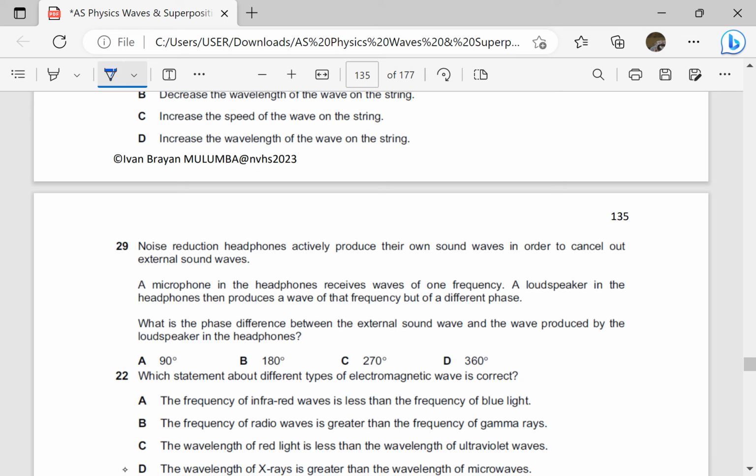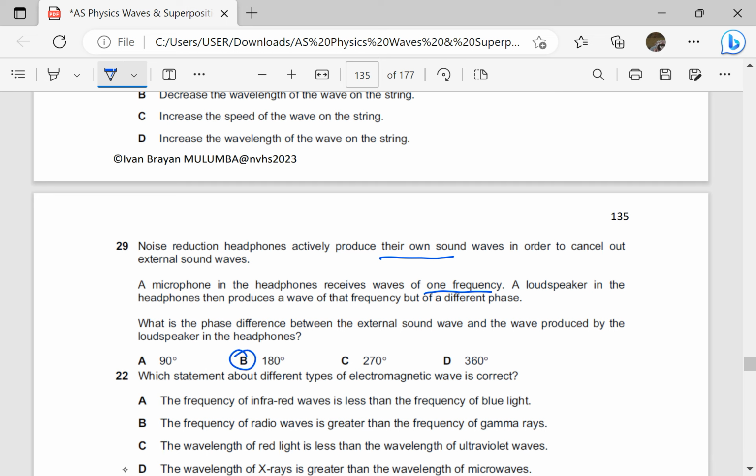Noise reduction headphones actively produce their own sound waves in order to cancel out external sound waves. A microphone in the headphones receives waves of one frequency. A loudspeaker in the headphones then produces a wave of that frequency but of a different phase. What is the phase difference between the external sound wave and the wave produced by the loudspeaker in the headphones? That one is automatically 180 degrees.